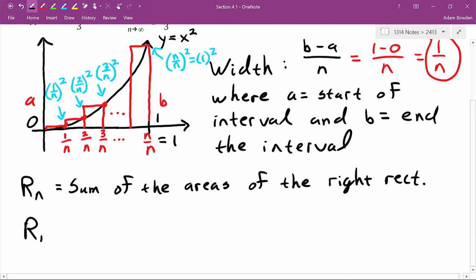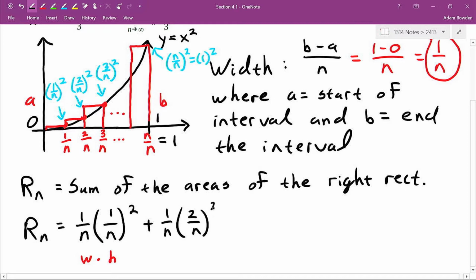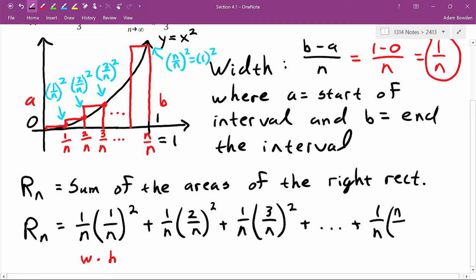So r sub n would be equal to 1 over n times 1 over n squared. And what I'm doing here again is width times height, plus 1 over n times 2 over n squared plus 1 over n times 3 over n squared plus dot dot dot all the way up to 1 over n times n over n squared.